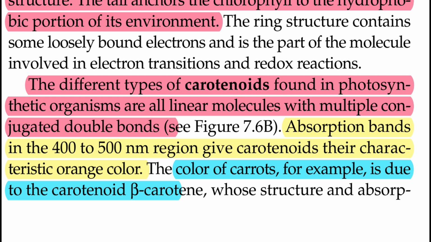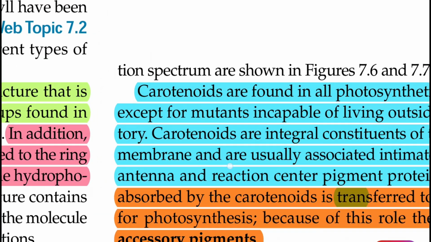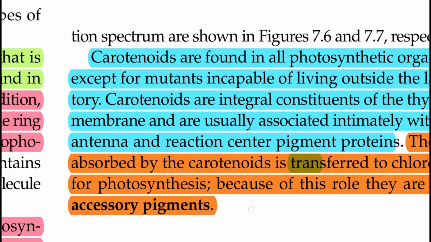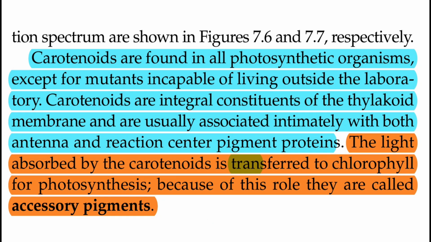The different types of carotenoids found in photosynthetic organisms are all linear molecules with multiple conjugated double bonds. Absorption bands in the 400 to 500 nanometer region give carotenoids their characteristic orange color. The color of carrot is due to carotenoid, that is beta carotene, whose structure and absorption spectrum are shown. Carotenoids are found in all photosynthetic organisms except for mutants incapable of living outside the laboratory.